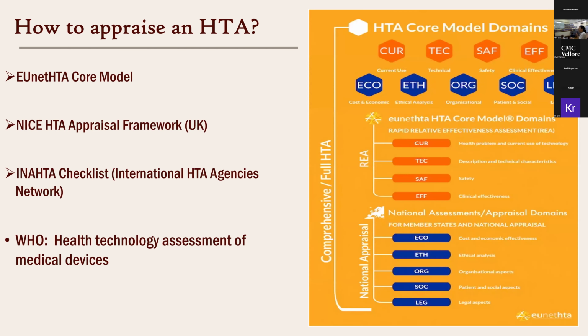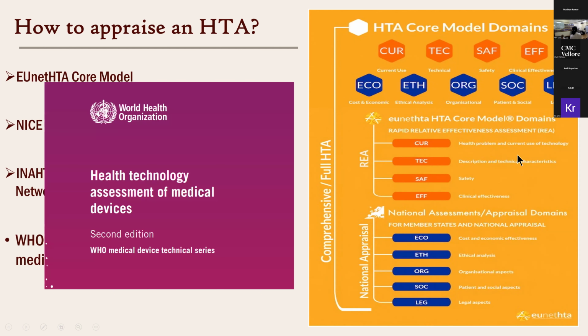So the one I'm mostly going to be using is this European Network for HTA Core model. So the things that they look at, for example, for a rapid HTA, you would need to use: what is the current use of this technology? What are the technical aspects? Are there any safety concerns? And then you do the clinical effectiveness. Then the next steps, which we don't usually do, are cost and economic, ethical analysis, organizational, patient, social, and legal aspects. Okay. So now we'll be covering all these domains in the next few slides.